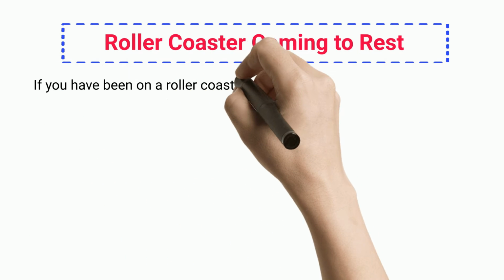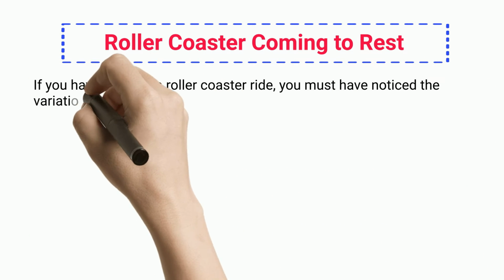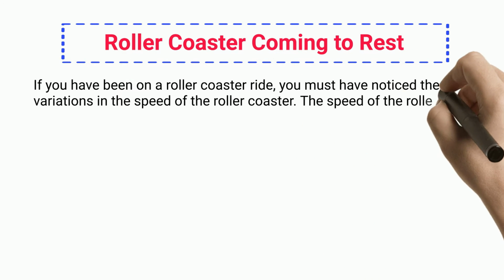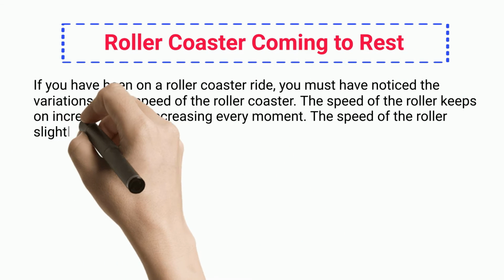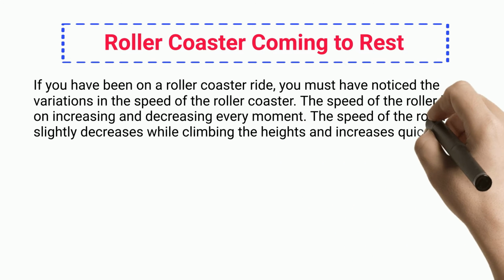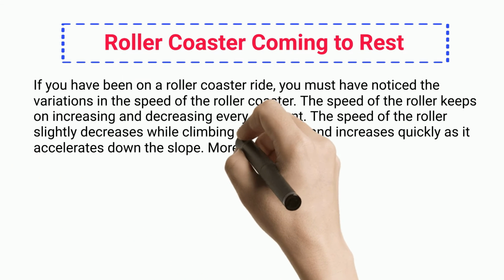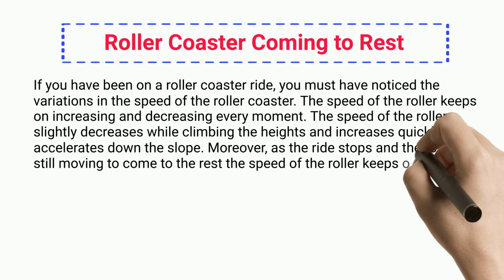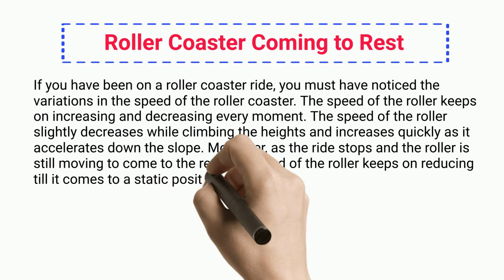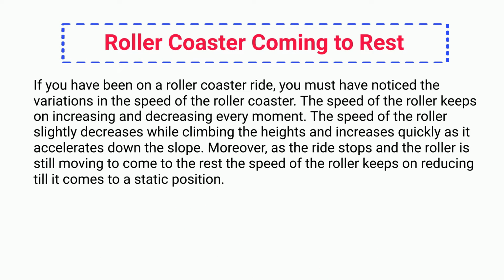Roller coaster coming to rest. If you have been on a roller coaster ride, you must have noticed the variations in the speed of the roller coaster. The speed of the roller keeps on increasing and decreasing every moment. The speed of the roller slightly decreases while climbing the heights and increases quickly as it accelerates down the slope. Moreover, as the ride stops and the roller is still moving to come to rest, the speed of the roller keeps on reducing till it comes to a static position.